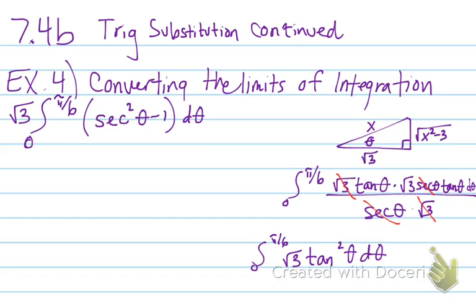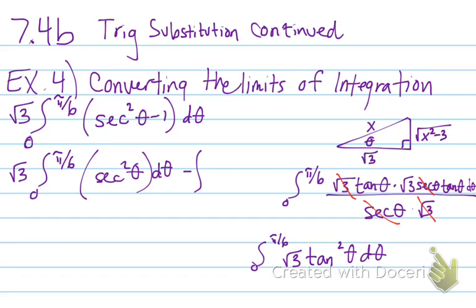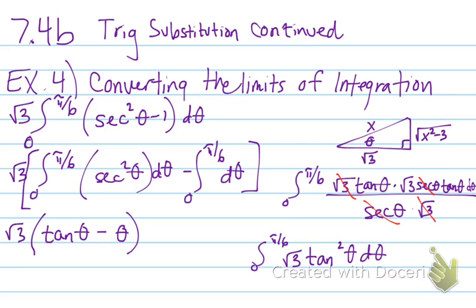And now I can split up the integral into two separate pieces, so I have the square root of 3 times the integral from 0 to pi over 6 of secant squared theta d theta minus the integral from 0 to pi over 6 of 1 d theta. So that's root 3, and then the integral of secant squared theta is tangent theta. The integral of d theta is theta, and that's from 0 to pi over 6.